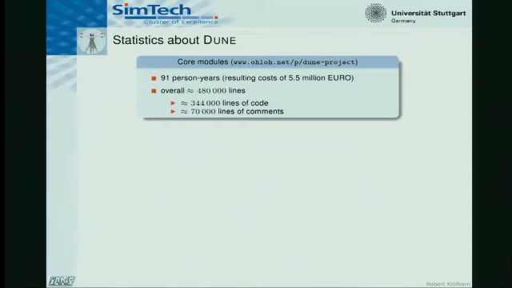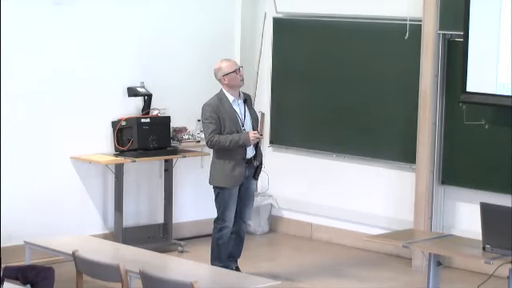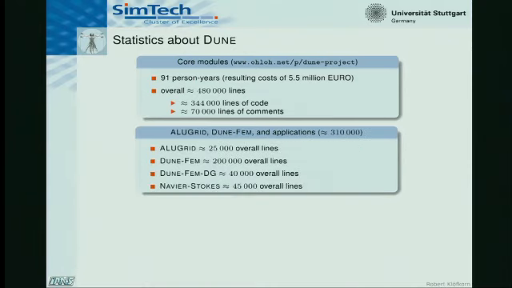So if you look on this webpage, OLO, they have some lists of open source projects, and then they say, okay, there have been 91 person years put into the project, which is worth like 5.5 million euro, and corresponds to an overall of 480,000 lines, and that's just the core modules. There are a lot of modules around, but the core modules you find on the webpage. And then the rest of the code has another 300,000 lines, and that's quite something.